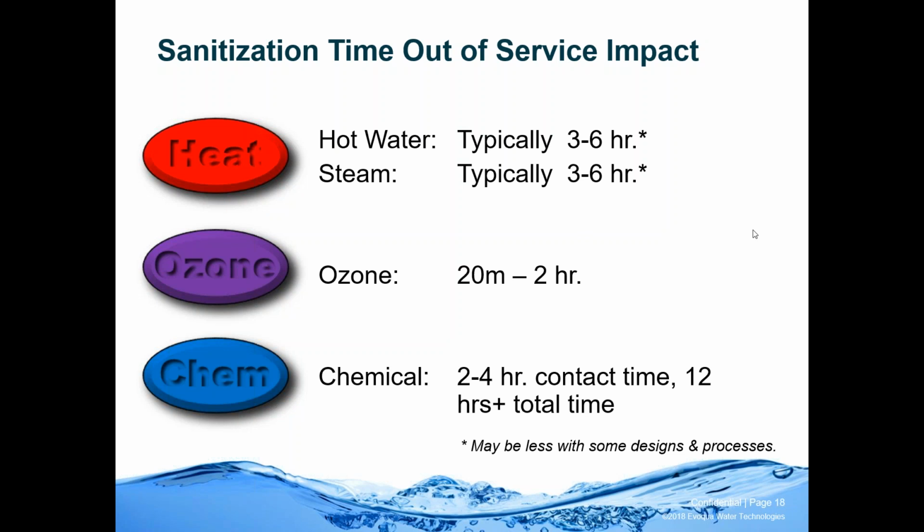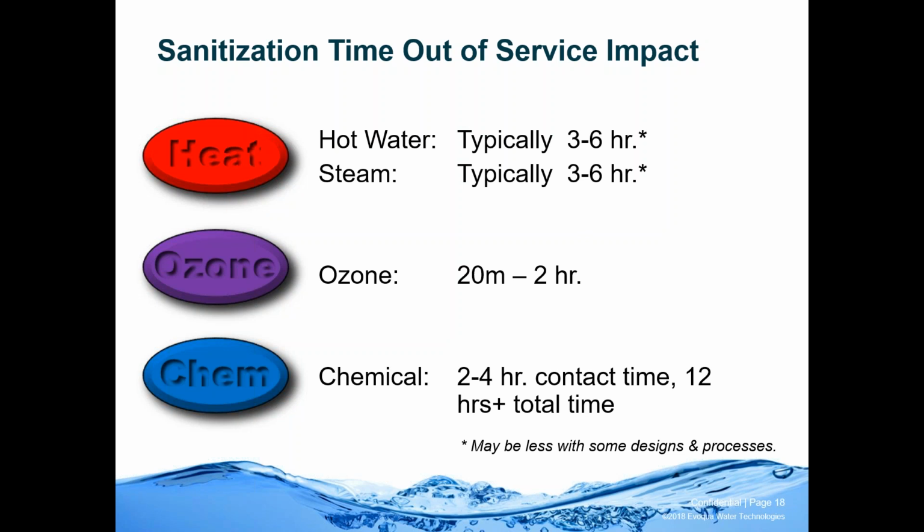How long is a system going to be out of service? This is going to vary with size of equipment, utility availability, type of sanitization. But with hot water or steam, a mass needs to be heated up. The hold periods are pretty conservative, generally 60 minutes at a minimum. Some companies like 2 hours, 8 hours. So 3 to 6 hours is probably a common range. Ozone can be very fast. Even though the kill can occur in seconds, 20 minutes of contact is about as short as I've seen. So 20 minutes to 2 hours is a good range.